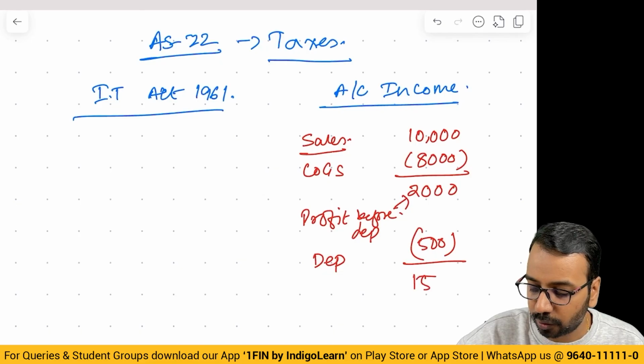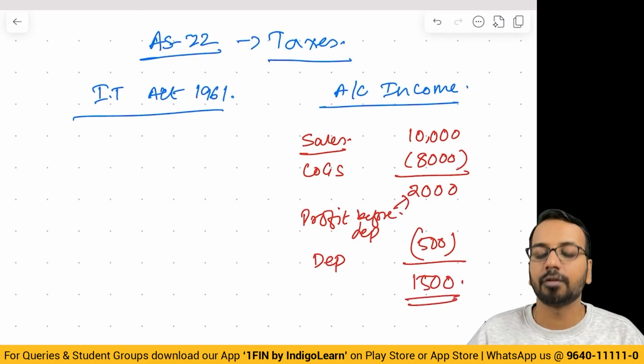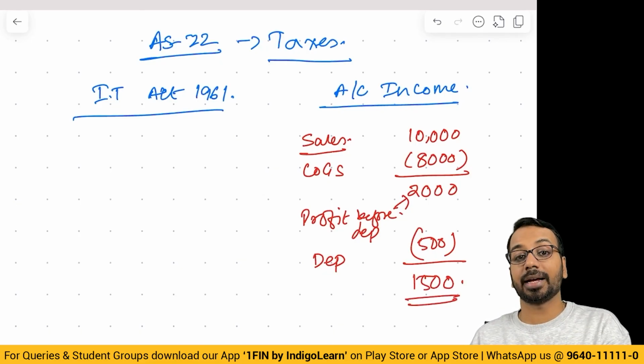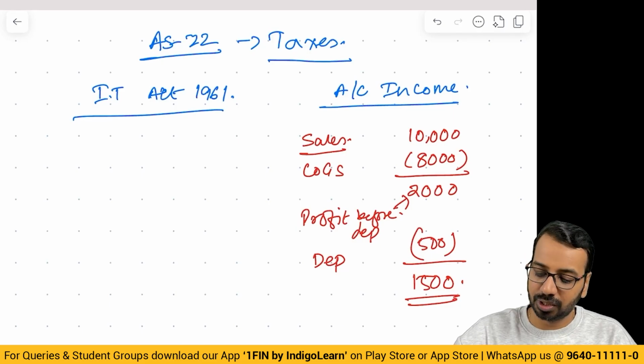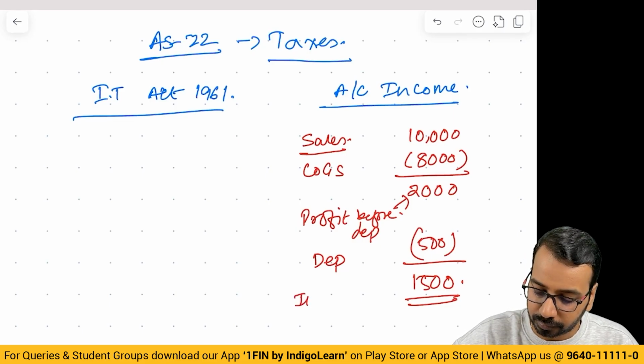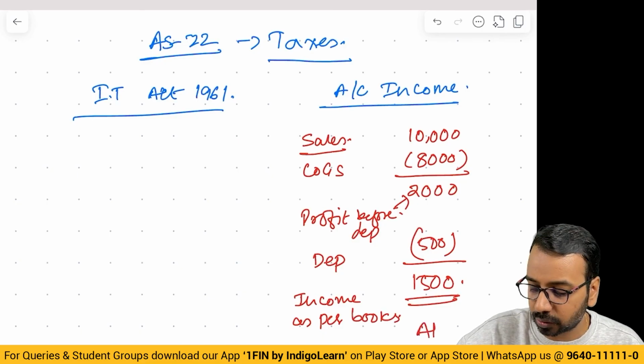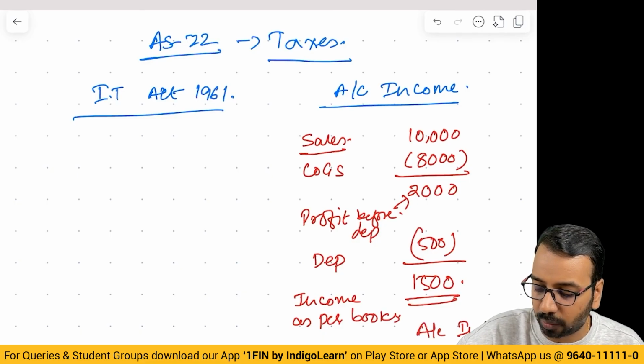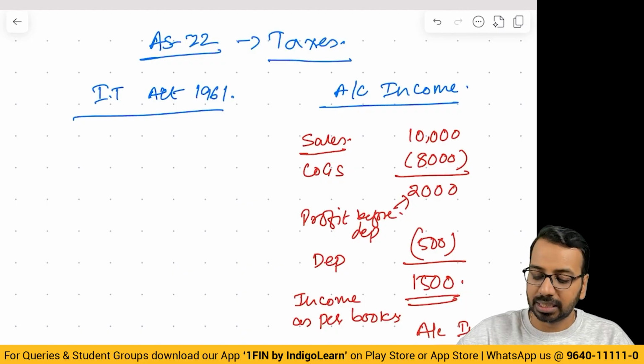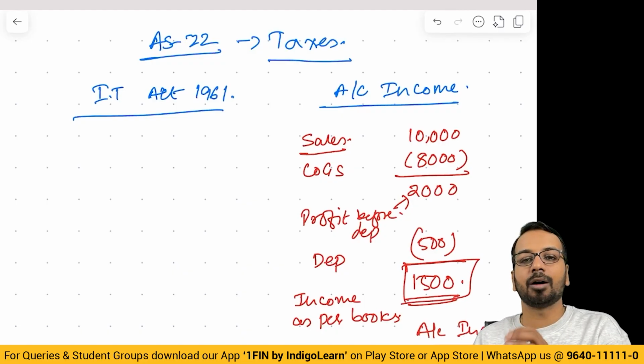So you have profit before tax of 1,500. This is called income as per books, or you can also call it accounting income, right? This 1,500 becomes my accounting income.